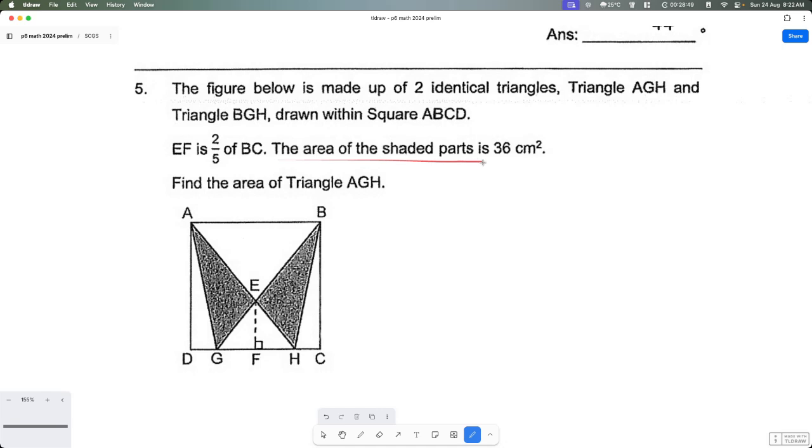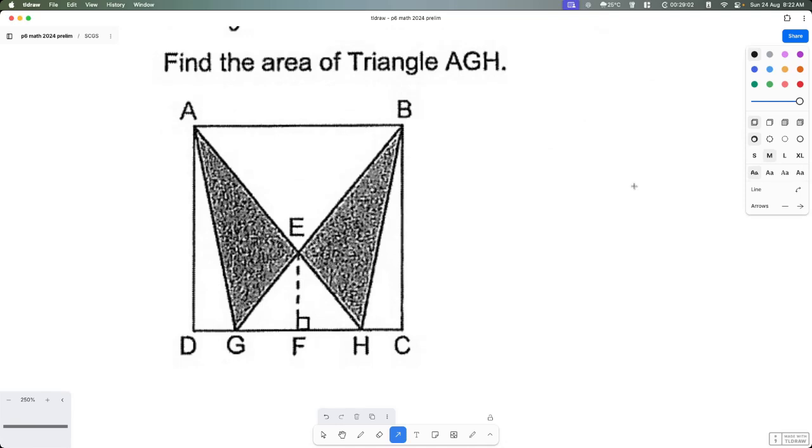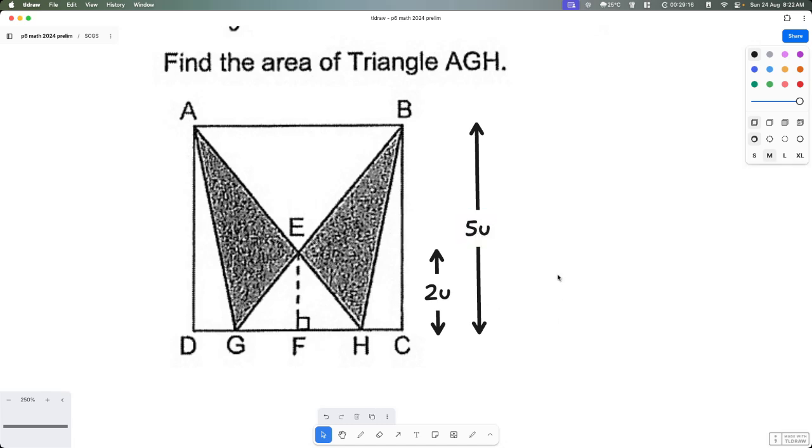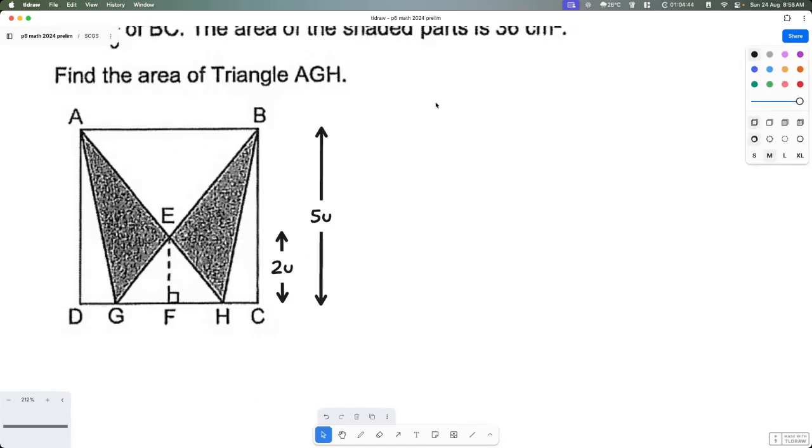So the area of the shaded parts is 36 centimeters square. Find the area of triangle AGH. So we know that if I zoom in a bit, EF is 2/5. That means EF is essentially 2 units, and BC, which is this whole thing over here, is 5 units. So that's something to take note of when it says EF is 2/5 of BC.